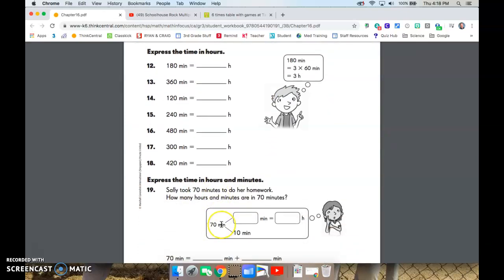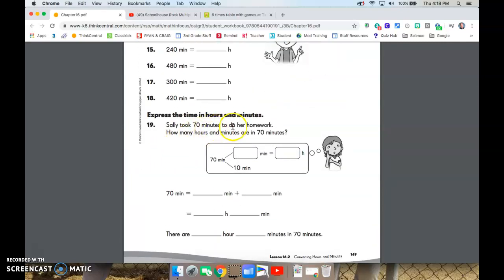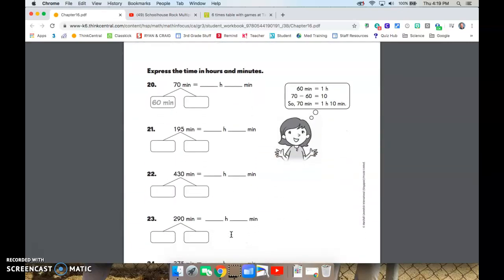Express the time in hours and minutes. So Sally took 70 minutes to do her homework. How many hours and minutes are in 70 minutes? Well, 70 minutes, take away 60. So 60 minutes equals 1 hour. So 60 minutes plus those 10 minutes is 70. So 1 hour, 10 minutes. Express the time in hours and minutes. Again, here we kind of just did it, right?